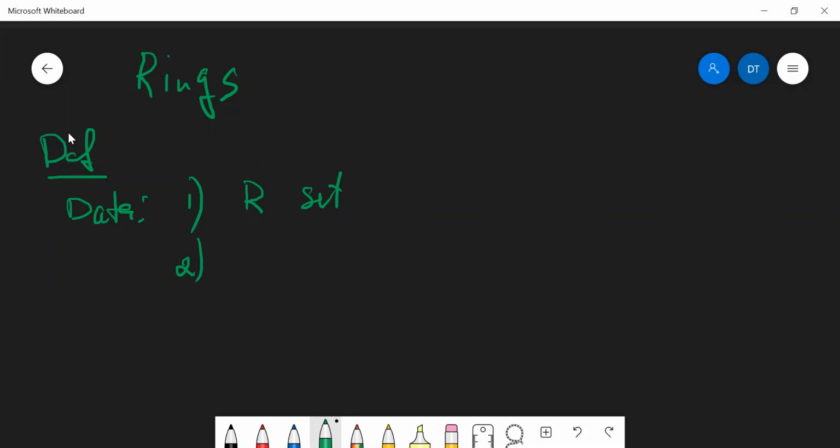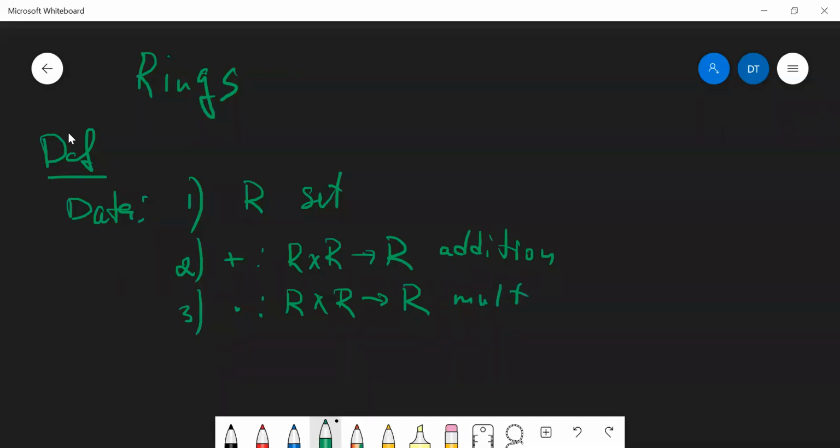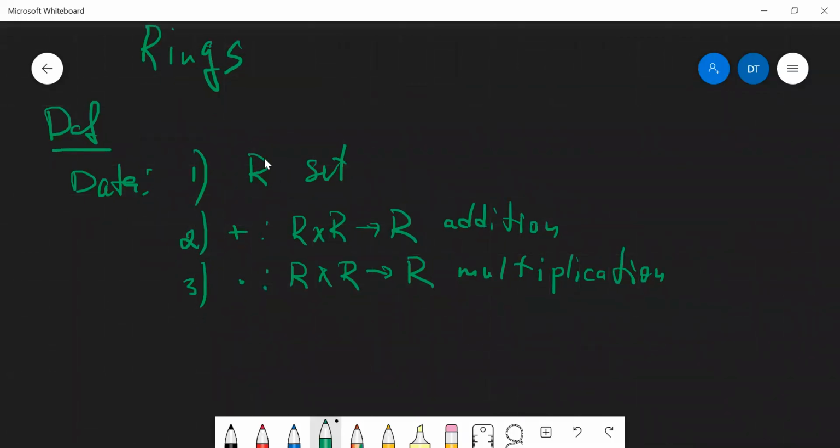Second, we need a binary operation. And third, we need another binary operation. So we need more operations. The first one will be called addition, and the second one will be called multiplication. This is just the name of the operation. So this is our data: a set and a pair of operations.